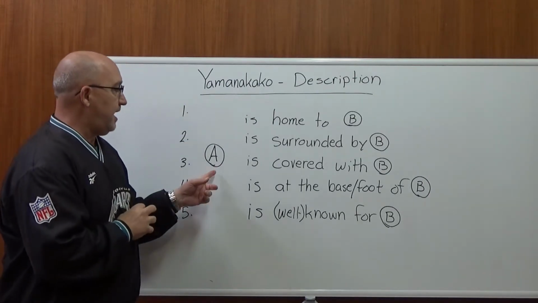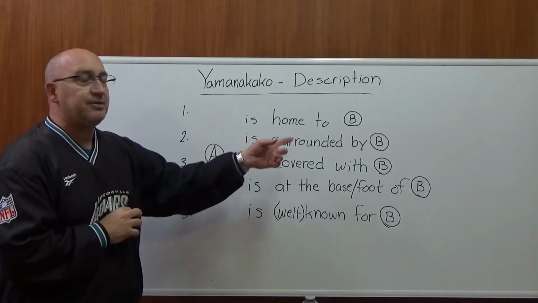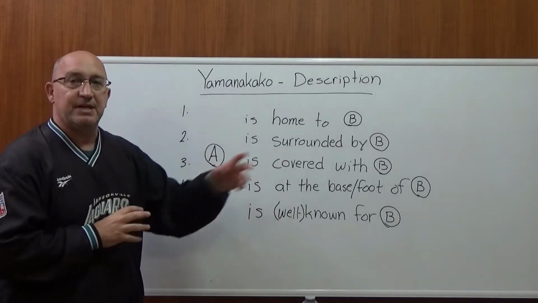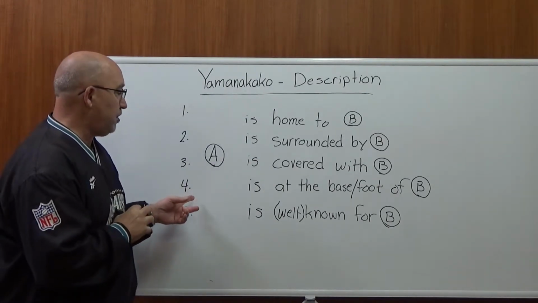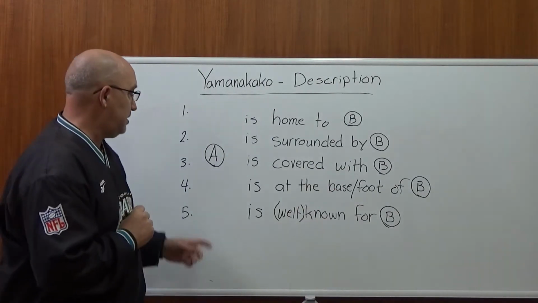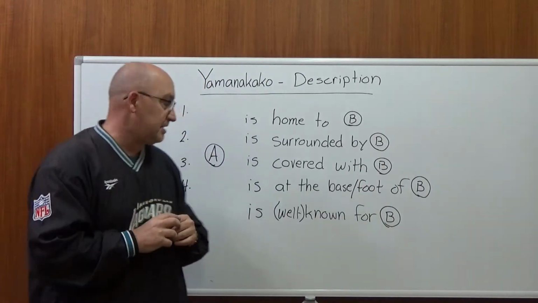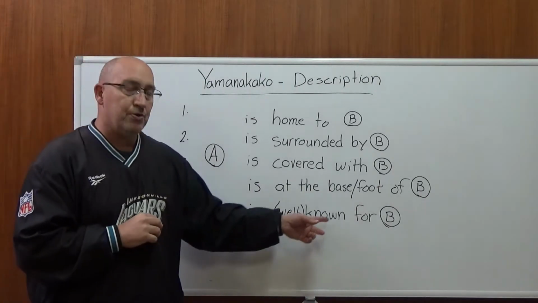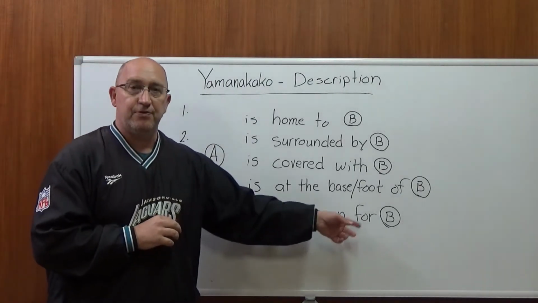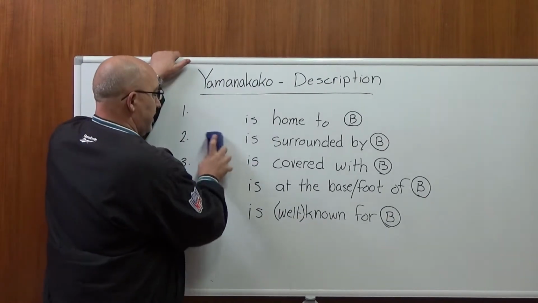Number 1, A is home to B. Number 2, A is surrounded by B. Number 3, A is covered with B. Number 4, A is at the base of B, or A is at the foot of B. And last, number 5, A is known for B, or A is well known for B. Okay? Well, let's begin with idea number 1.